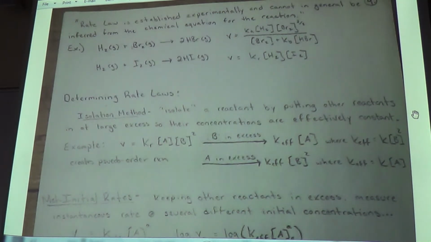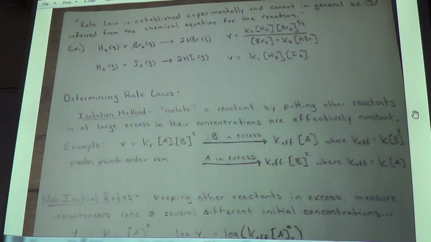We'll get into rate determining steps and back reactions and all that stuff next week. But the take-home message is that rate laws have to be determined experimentally. You can't simply look at the reactants and products in a reaction and figure out what the rate law is going to look like.